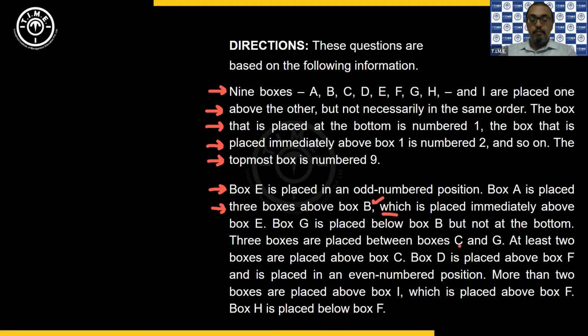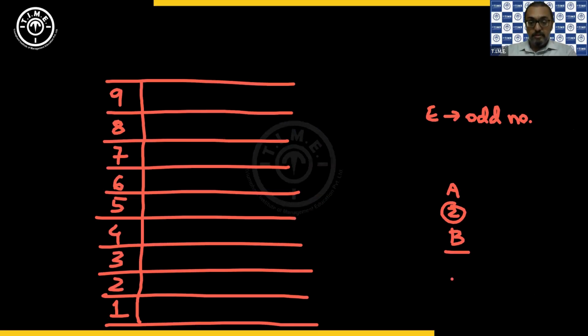Which means the box immediately before A is placed immediately above B, so B is placed immediately above E. Then from there, I can say that there are a minimum of 4 boxes above E. Correct? So there are a minimum of 4 boxes above E. Then in that case, E cannot happen in the 9th position. Correct? And E cannot happen in the 7th position. So it is 1, 3, and 5. These are the 3.